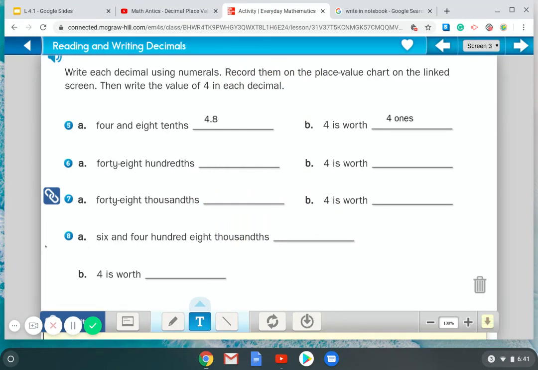Okay, let's go over the remaining problems, 6, 7, and 8. So for 6a, we have 48 hundredths. So let's write that down, 48 hundredths. And the 4 here is worth 4 tenths.